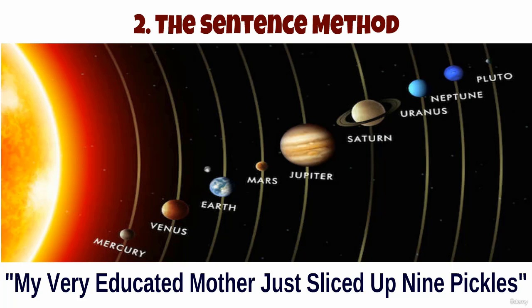This method is better for longer lists as compared to the acronym method because a sentence allows you to create much more elaborate mnemonic images than a single word. The sentence method is particularly helpful when you have to memorize things in a particular order because the logic of the phrase will help you remember the order of the items.